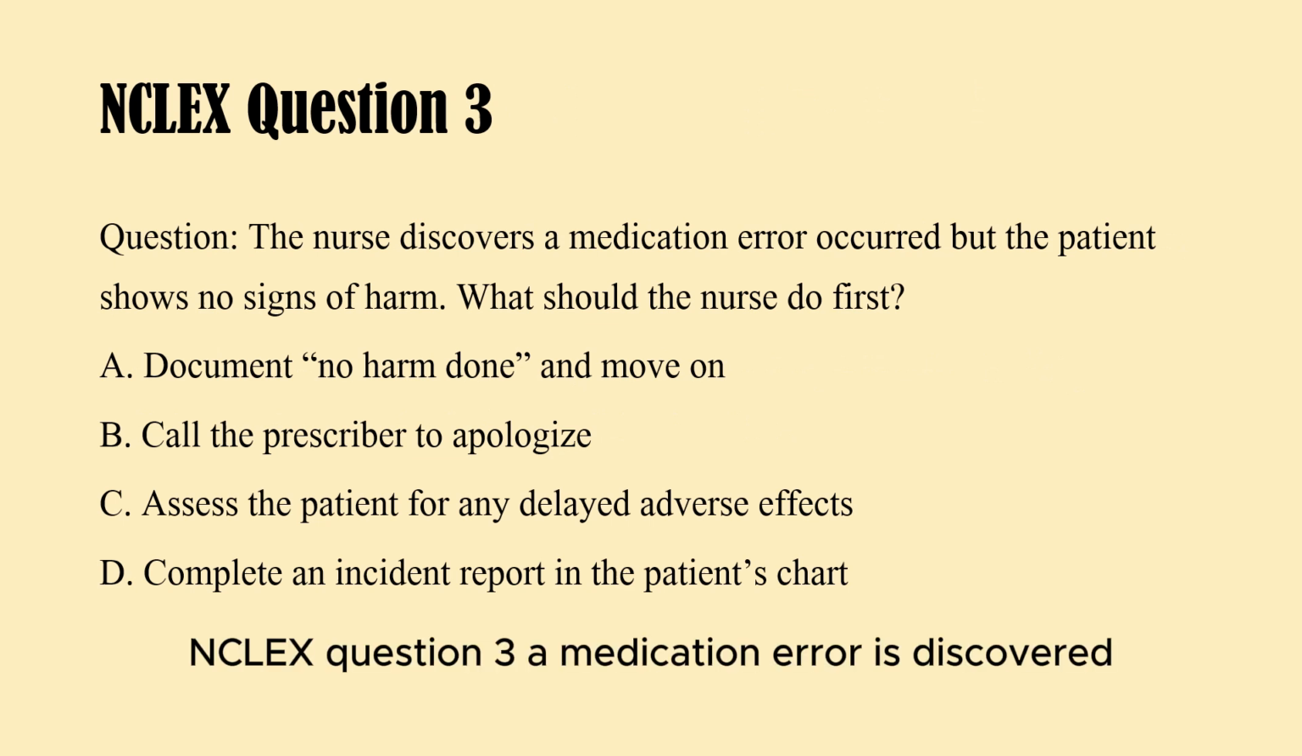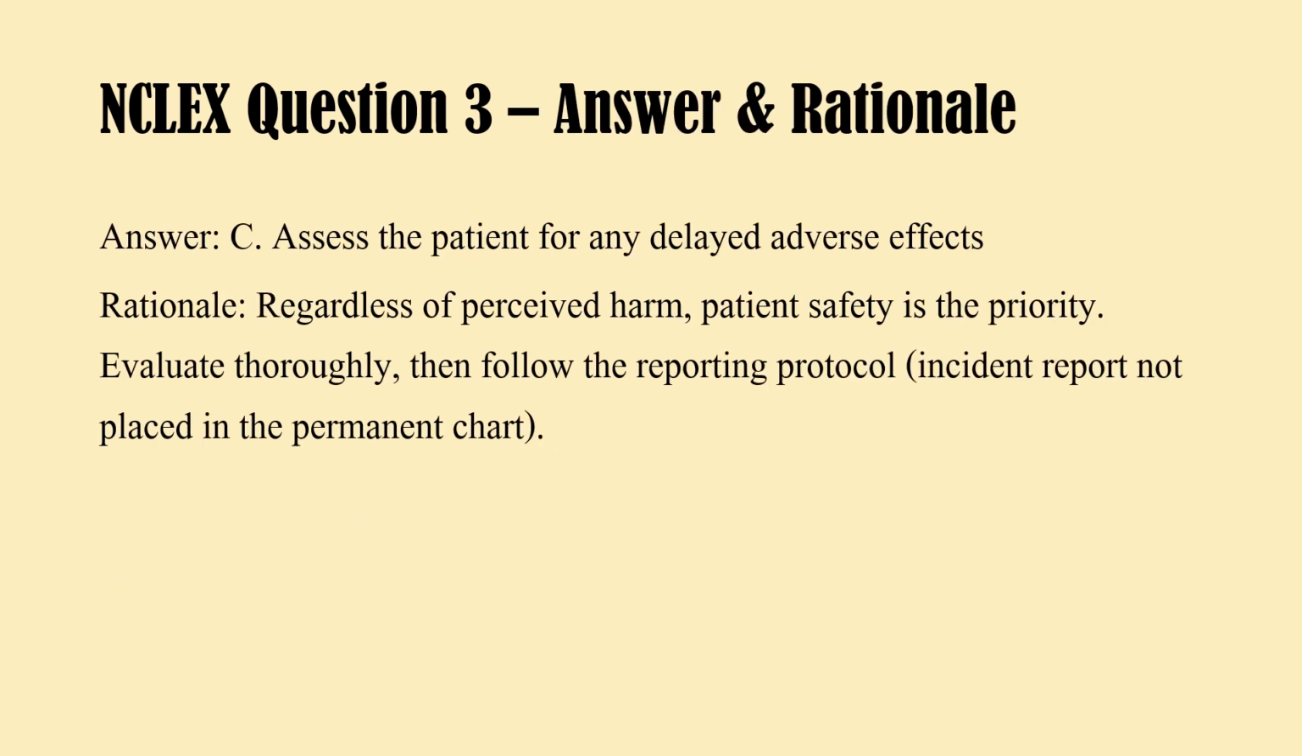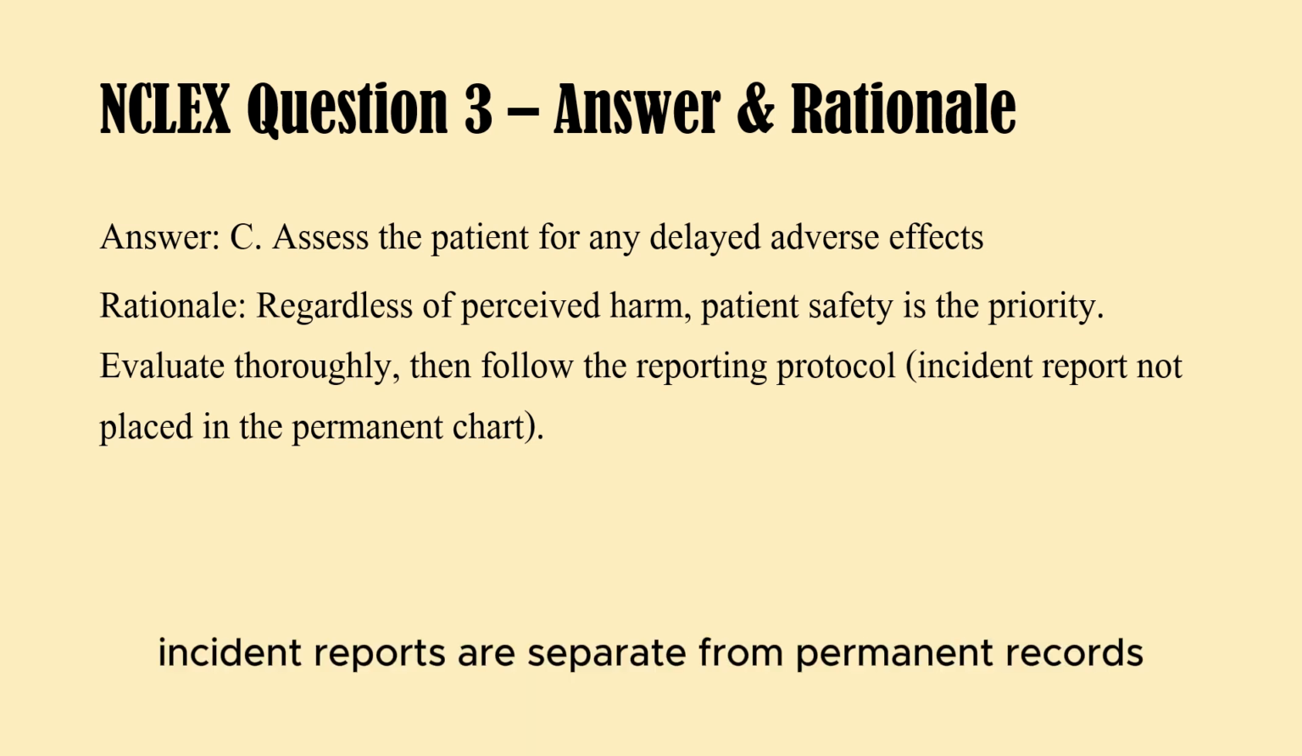NCLEX Question 3. A medication error is discovered, but the patient seems unharmed. What should the nurse do first? A. Document no harm and move on. B. Call the prescriber to apologize. C. Assess the patient for delayed effects. D. Complete an incident report in the chart. The correct answer is C. Evaluating the patient is the top priority, then following the facility's reporting steps. Incident reports are separate from permanent records.